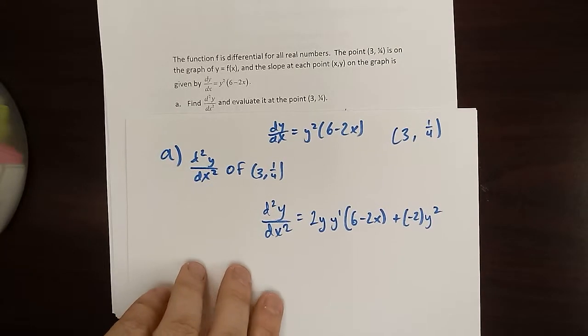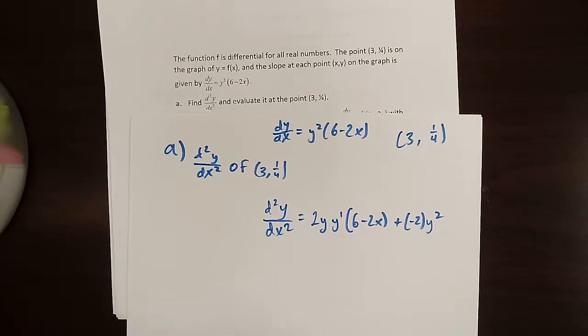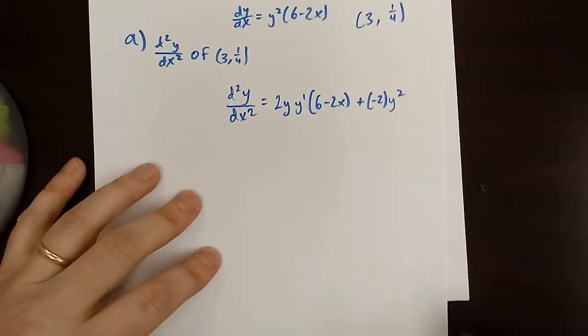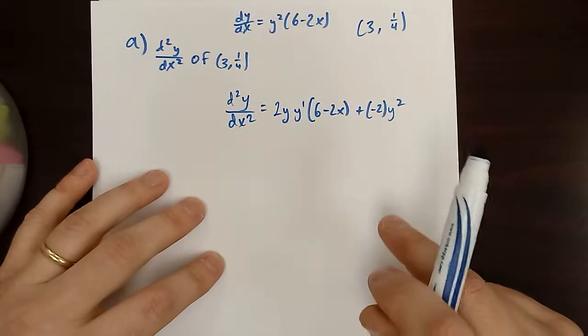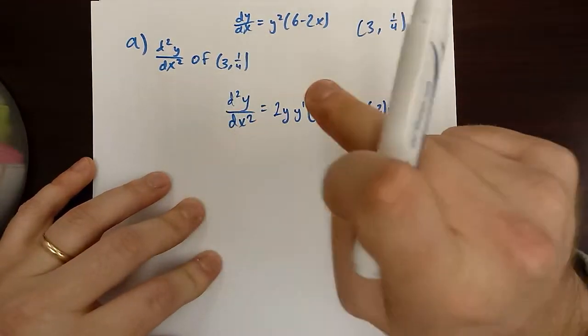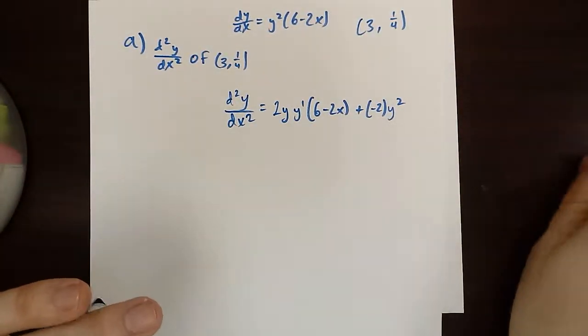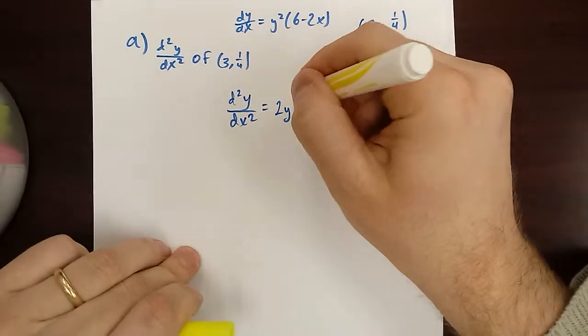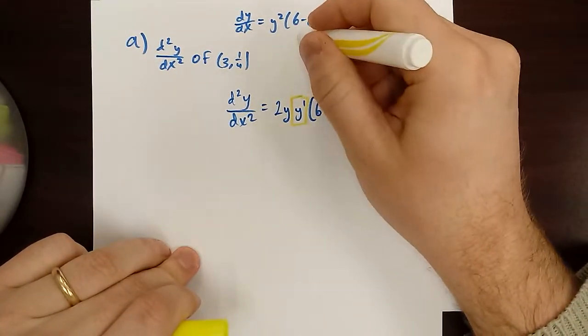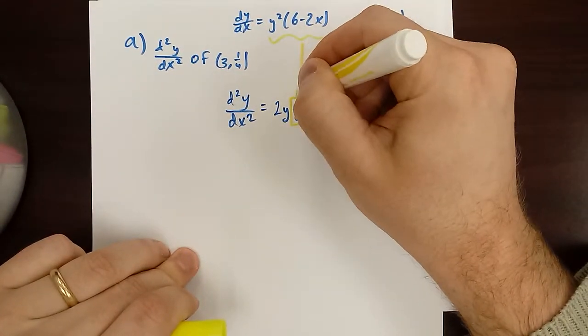It says find the second derivative, and then evaluate it at the point. So this is not the second derivative in a form that we're allowed to leave it. We can't have the second derivative referencing the first derivative. I need to replace this y prime here with that.